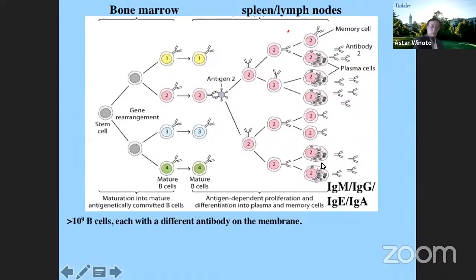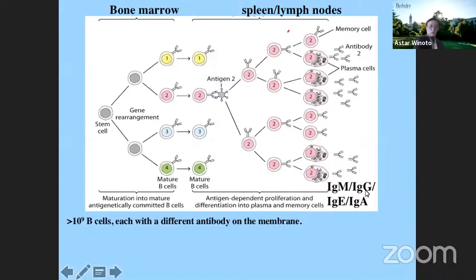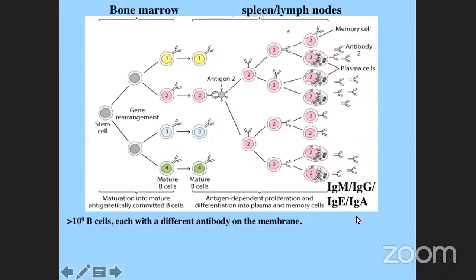At the same time, they can also undergo so-called class switching, changing the constant regions from IgM to IgG, IgE, or IgA. So IgM can also be secreted antibody over here, but repeated stimulation will cause them to become a different isotype, that's IgG, IgE, or IgA.